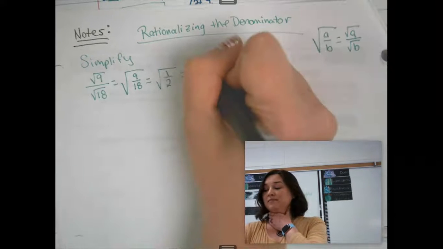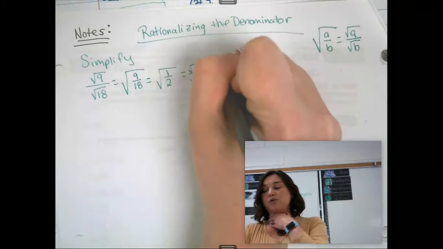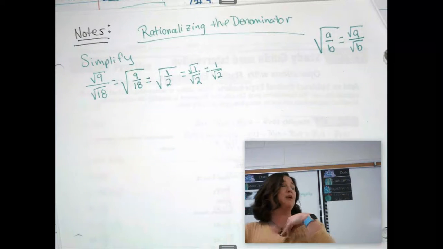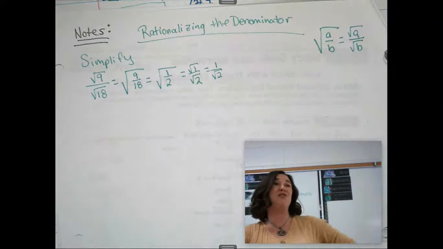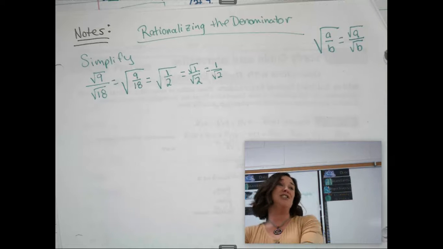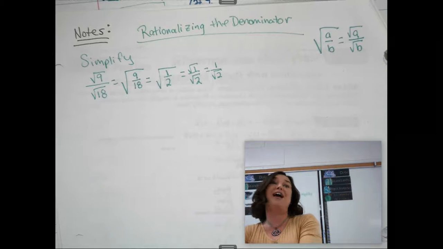But the square root of 2 is not a perfect square, so we can't break it down. It's a prime number. But that rule we just looked at on page 4 said you can't have a square root in the denominator. So this is where we have to figure out how to get rid of it.